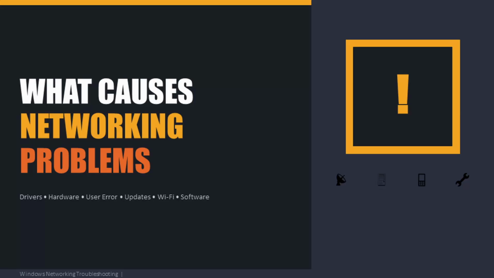Welcome to the session on Windows networking troubleshooting. What causes networking problems? In this session, we step back from the technical architecture of the previous session and ask a more practical question. Why do networks fail in the first place? The answers range from faulty drivers and misconfigured settings to building construction and, most commonly of all, the people who use the network every day.